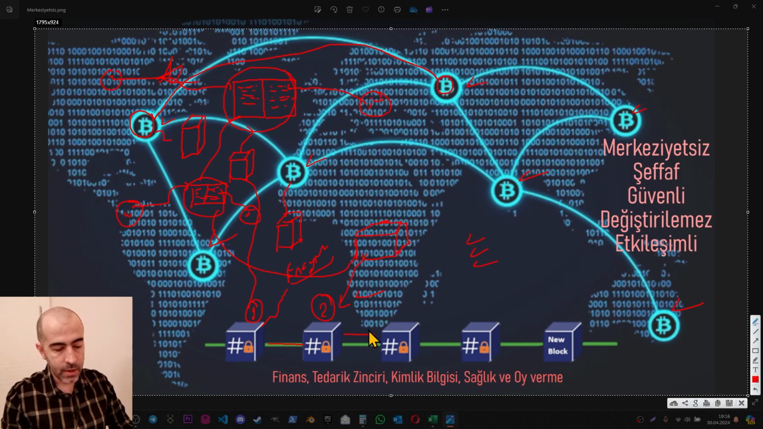And it is continuing like this forever. And by doing so, this information which is coming from real people with signatures is being stored on this blockchain forever. So this is what blockchain actually is.